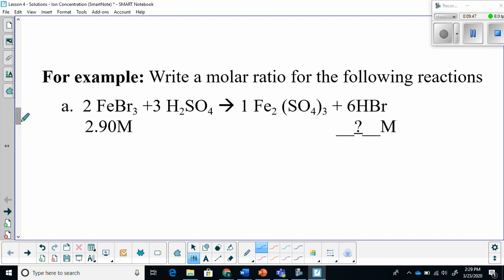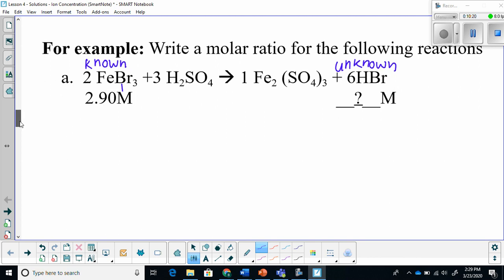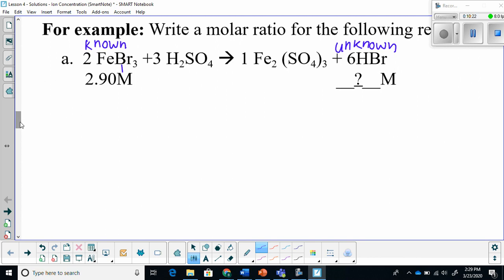It says write a molar ratio for the following reactions. This one here has information provided, so this is my known. My known can be any one of these four entities. It doesn't have to be the first one. And this one here has a question mark. This is my unknown. Let's go ahead using unit analysis and see how a molar ratio actually forms.